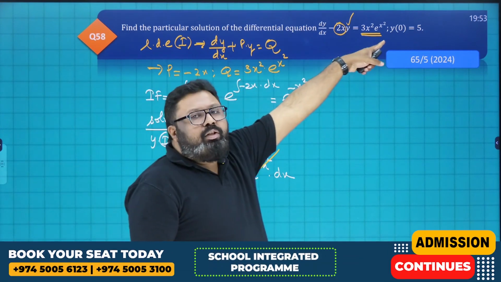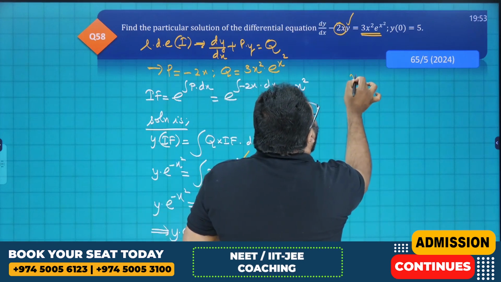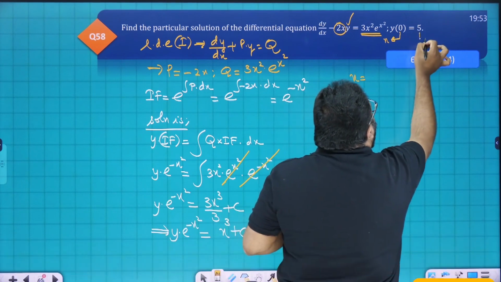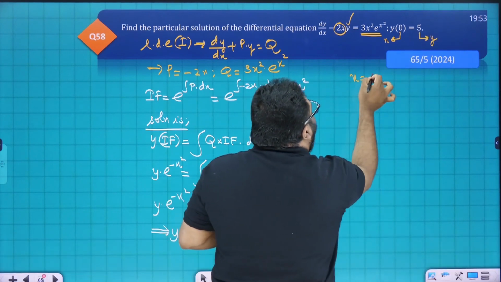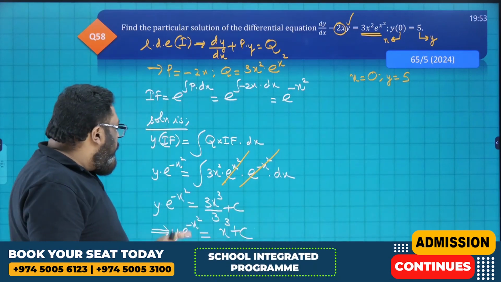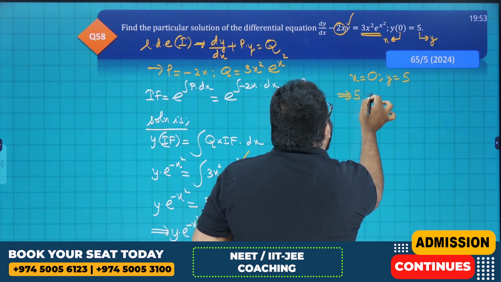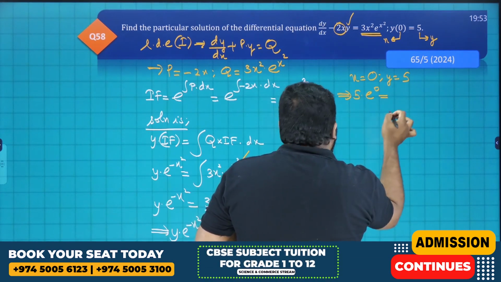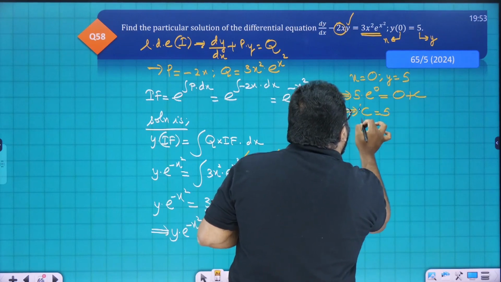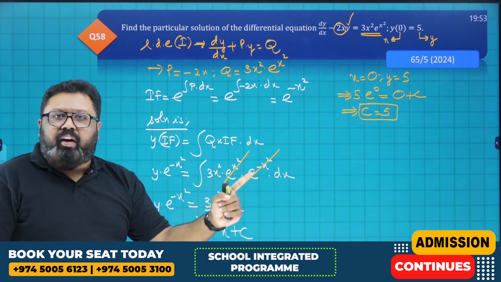But they're asking for the particular solution, my dears. So how do we find the particular solution? Just substitute the values of x and y. Very clearly, what is given inside the bracket is x and what is given outside the bracket is y. So x is equal to 0, y is equal to 5. So I'm just going to put x as 0 and y is equal to 5. So my equation is going to be 5 e raised to 0 is equal to 0 plus c. That implies c is equal to 5 because e raised to 0 is 1. The value of the arbitrary constant is 5, my dears.